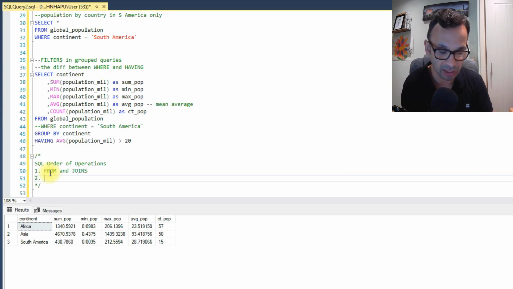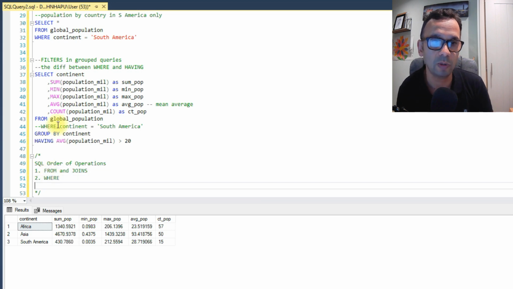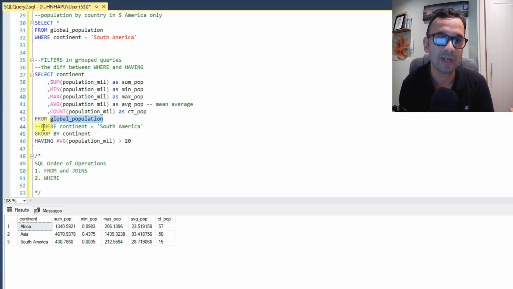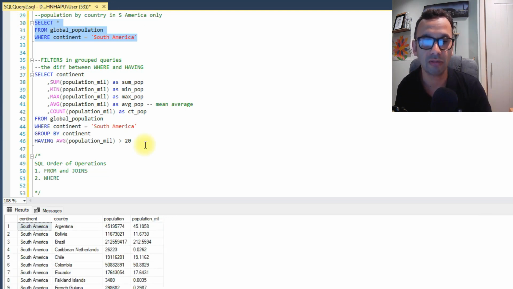The next thing it looks at is where. So it's got the tables, which in this case is global population. If we'd had that where clause in there, it would have said, right, we're only looking at the South America data. So already SQL has said, that's our data set. That's all we're looking at.